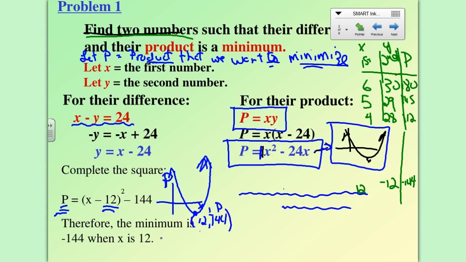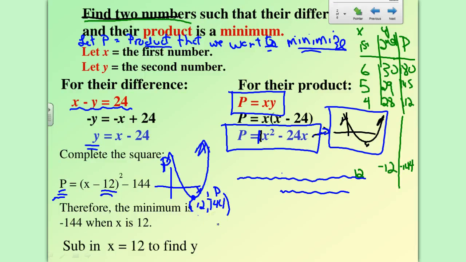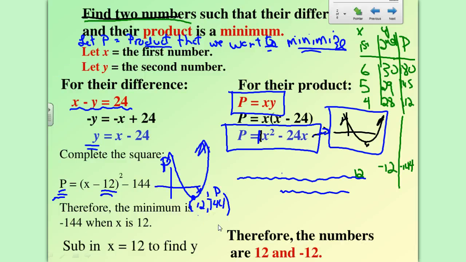And so when you look at, well, what was the question again? What are the two numbers so that I have a minimum product? And if one number is 12, y is the second number. So my second number is negative 12. So therefore, the numbers are 12 and minus 12.